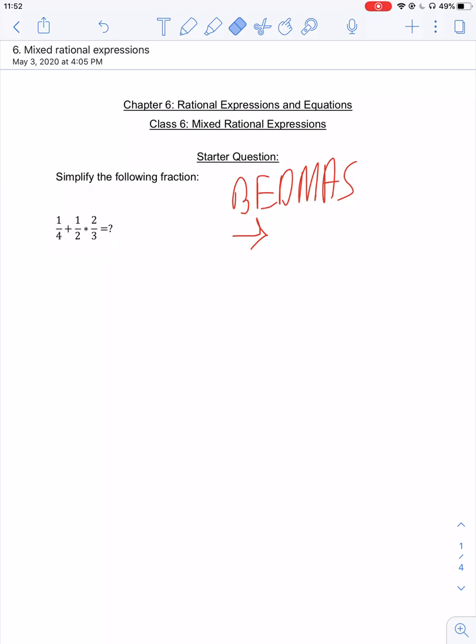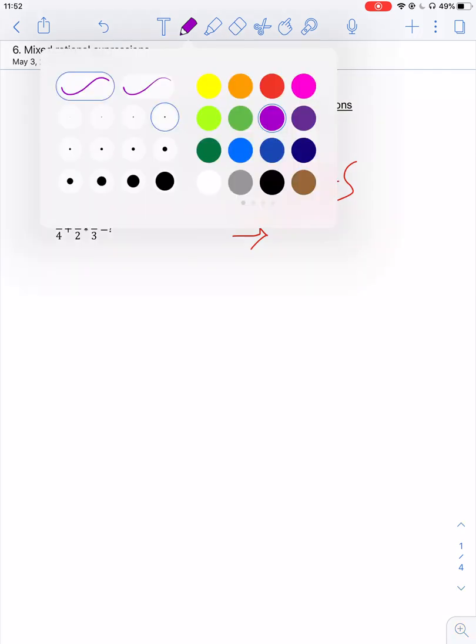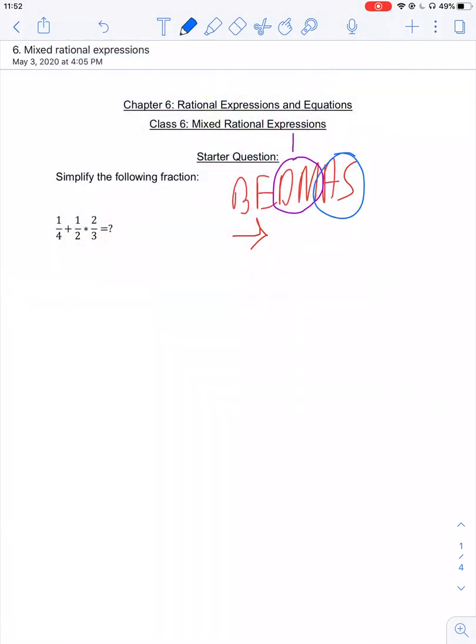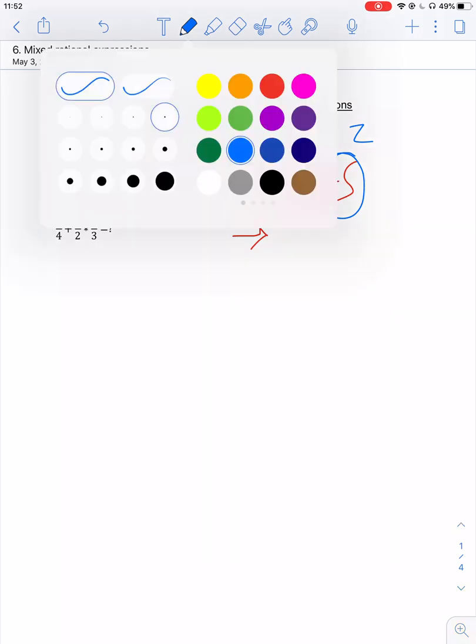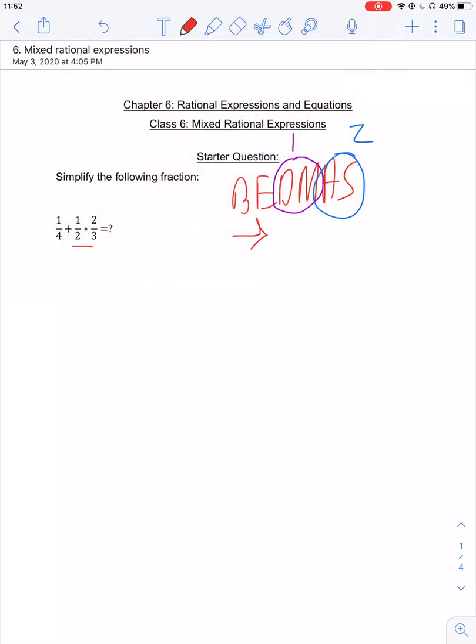So what does this mean? In the forward direction, my priority will be division and multiplication. I have to do division and multiplication first, followed by addition and subtraction. So in this question, I'm going to have to multiply first and then I will have to add.